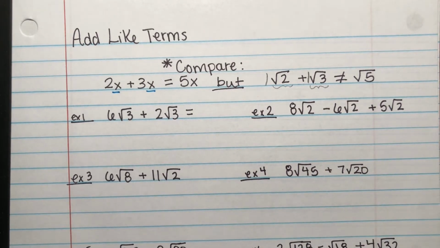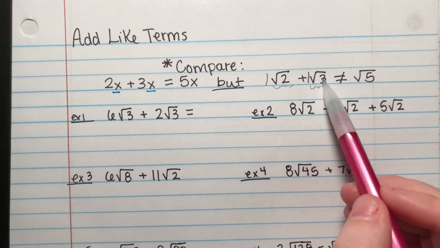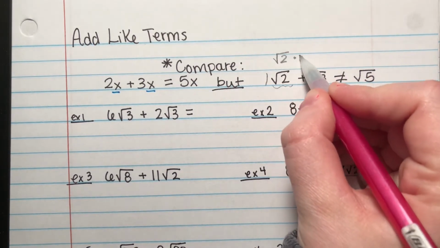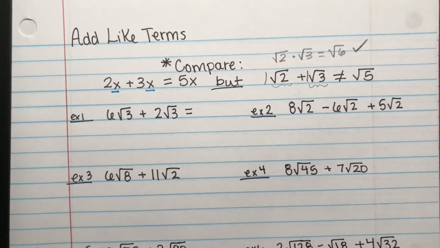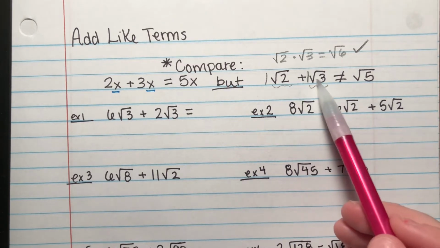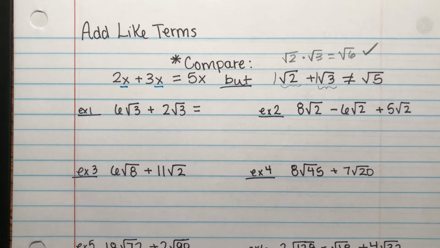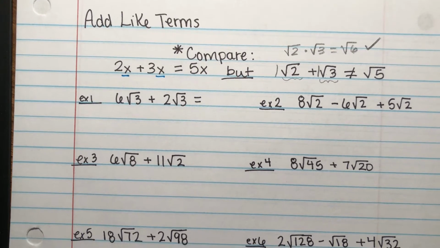When you're multiplying and dividing, we'll get to that later, you can use the values on the inside and get to your answer. So if we multiplied them, we would have square root of 2 times square root of 3 equals square root of 6. We can do that. But if we had the square root of 2 plus square root of 3, it's not going to give me square root of 5. It doesn't work that way. But I'm going to show you how you can work these problems out using like terms.